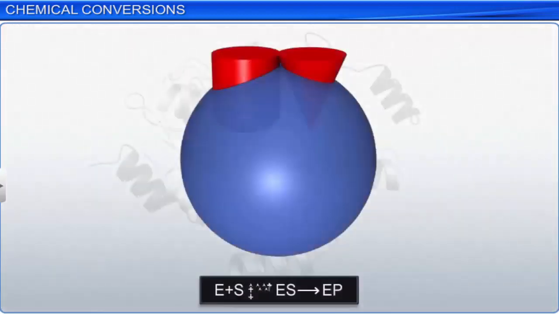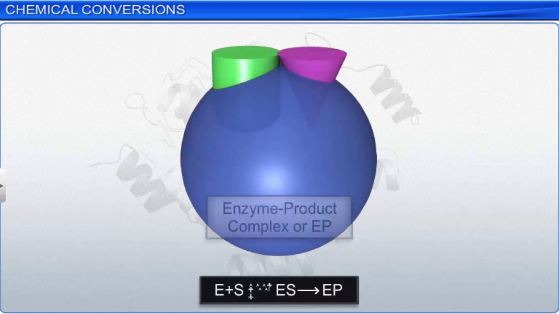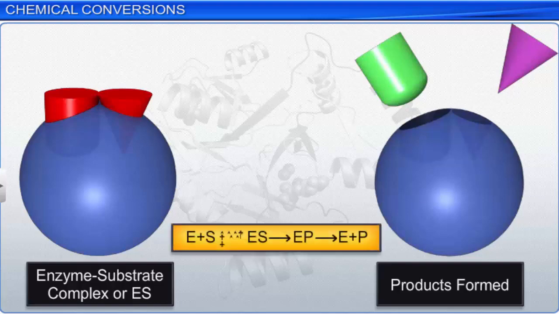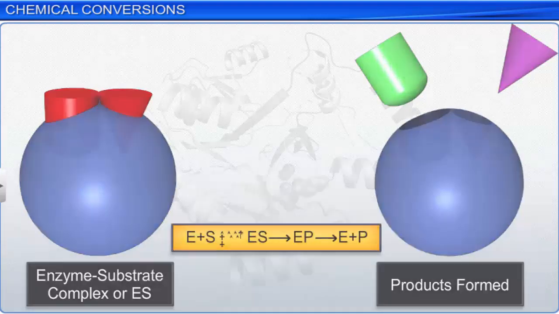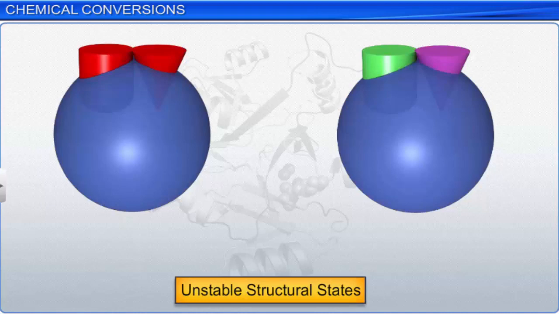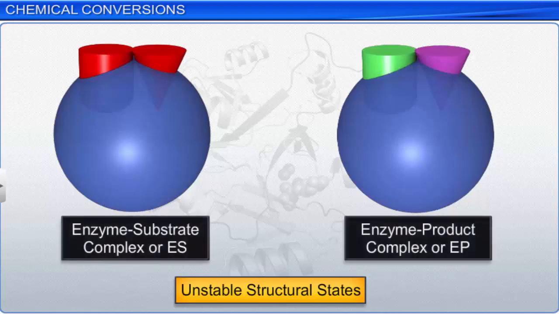In the third step, the active site of the enzyme breaks or forms chemical bonds and a new enzyme product complex or EP complex is formed. This EP complex is also unstable. Finally, in the fourth step, the structure of the substrate is transformed into the structure of the products. During the enzyme action, there can be many temporary, unstable structural states between the stable substrate and the product. For example, ES and EP complexes. These states are also known as altered structural states.